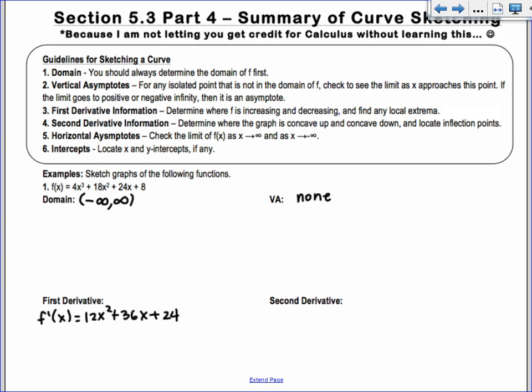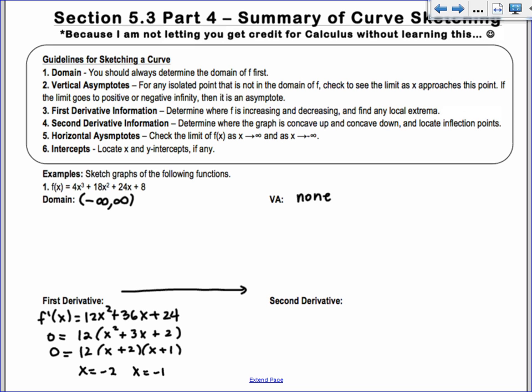Okay, when I do that first derivative, I always set it equal to 0. I want to find where f of x is increasing, decreasing, and so on. So I'm going to have 0 equals, I can pull out a 12. I have x squared plus 3x plus 2. So it factors into x plus 2 and x plus 1. All right, so I'm going to have critical values at -2 and -1. So I put them on the number line.